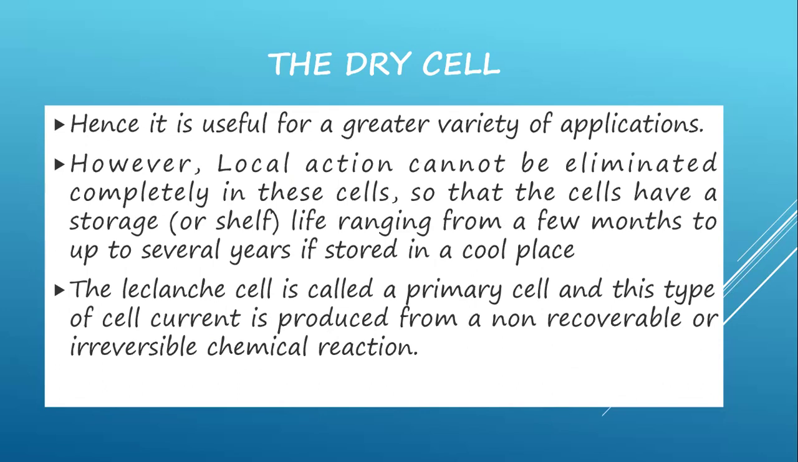However, the local action cannot be eliminated completely in this kind of cell, so that the cells have a storage or shelf life ranging from a few months up to several years if stored in a cool place. The dry cell is called a primary cell, and in this type of cell, current is produced from a non-recoverable or irreversible chemical reaction.